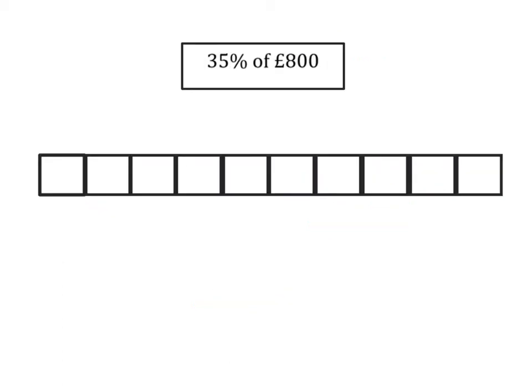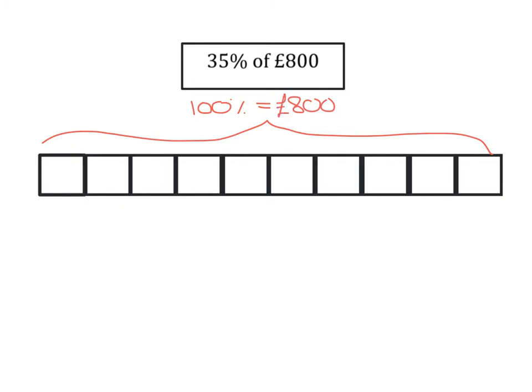Let's have a go at another. So I've got, this time I want 35% of 800. So again I've got my bar, which represents 100%. So all of this is 100%. And in this case it's always the original amount is £800. So I've got 100% is £800. So if I want 10%, I need to split that 800 into all of these 10 boxes. So I need to do 800 divided by 10, which gives me 80 in each box.